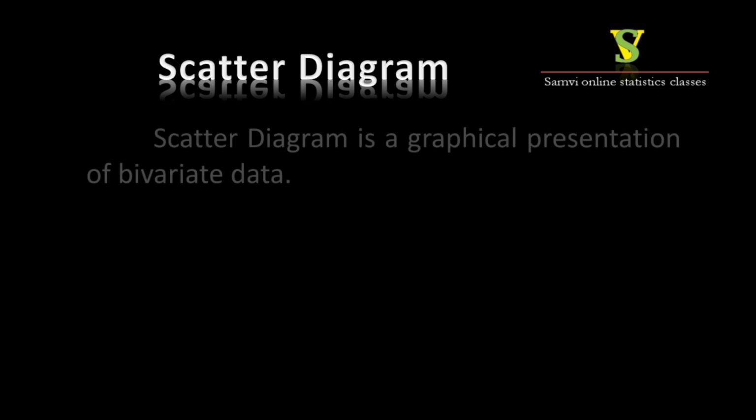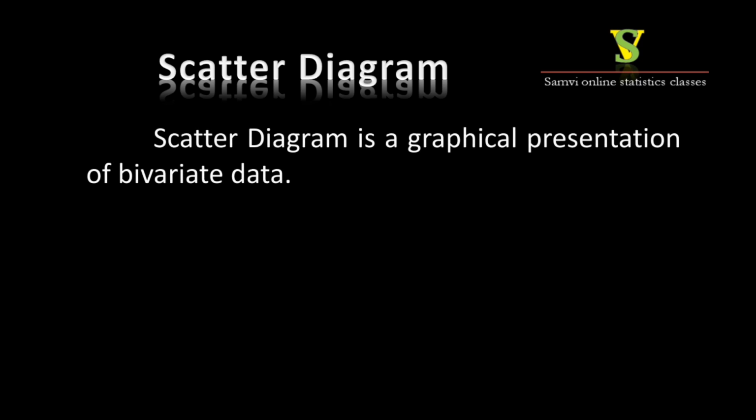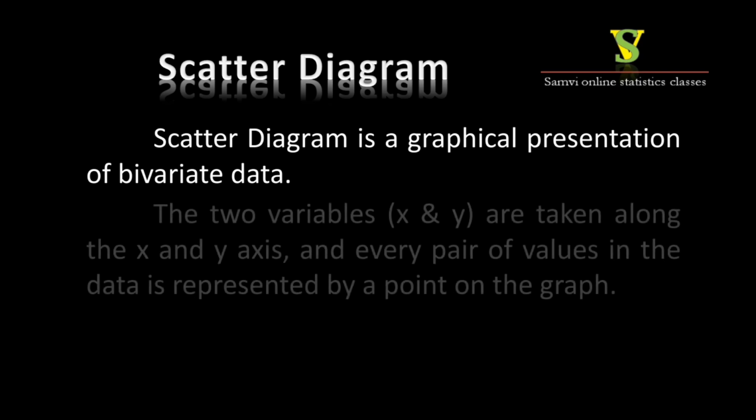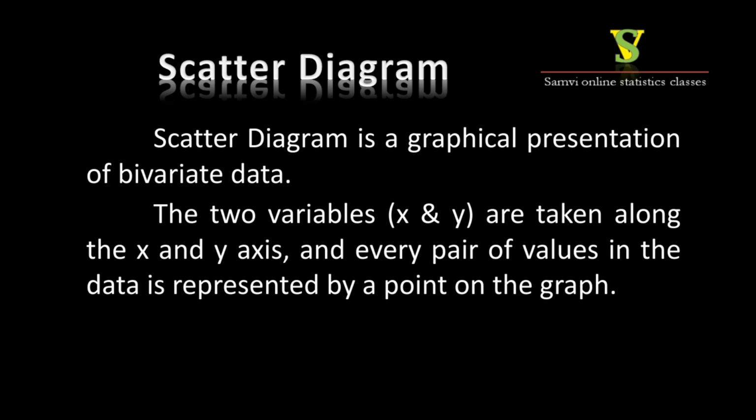A scatter diagram is nothing but the variables x and y plotted on a graph using the x and y plane. Let us discuss the definition. A scatter diagram is a graphical presentation of bivariate data. The two variables x and y are taken along the x and y axes, and every pair of values in the data is represented by a point on the graph.